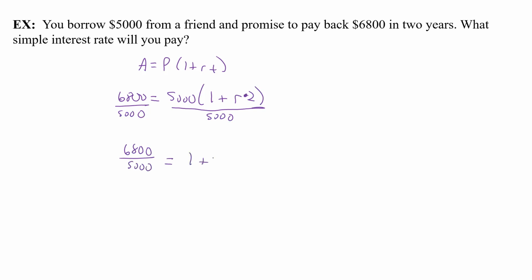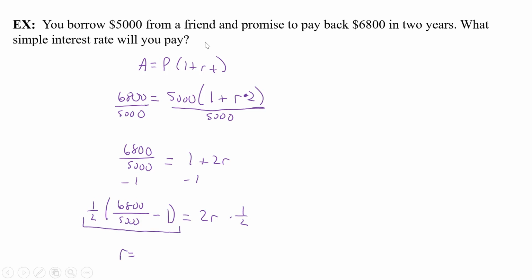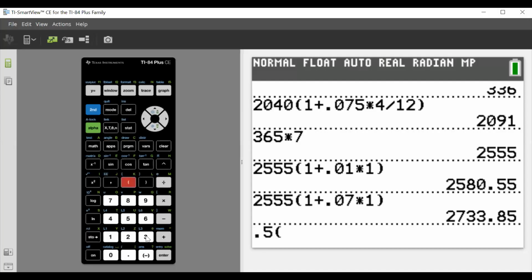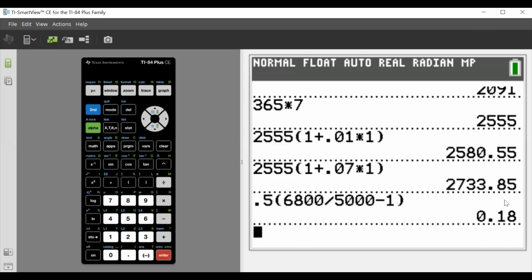All right, so then that's going to be 1 plus 2r. Now I need to solve for r, so I subtract 1 from both sides. So now I have 6,800 over 5,000 minus 1 equals 2r. Now, how do I get rid of that? Well, if I multiply by half, those two cancel and I have r. And so I multiplied that whole thing by half. And so now if I plug this into my calculator, I'll get the right answer. All right, so I'm going to take half times, I had 6,800 divided by 5,000 minus 1, parenthesis, and I get 0.18.